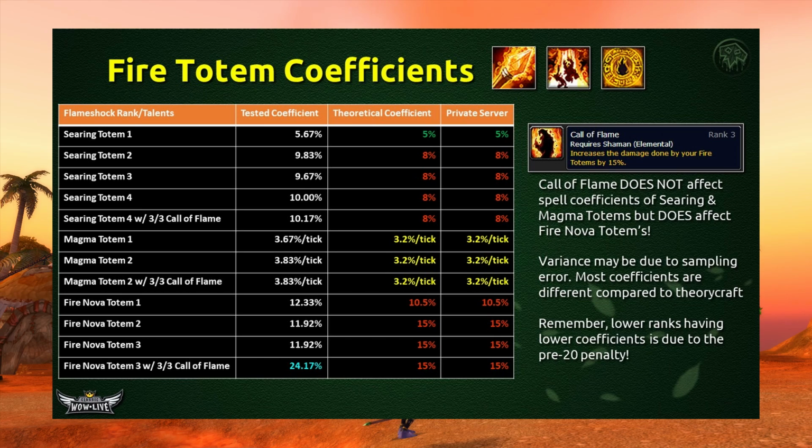Now, Fire Nova Totem is very interesting. We're supposed to get about 15% for anything above level 20. We're getting less than that on the beta, around 12%. However, Call of Flame seems to affect the spell coefficient for Fire Nova Totem, increasing it, but not affecting the other fire totems. This is very interesting. I'm not sure if this is a bug, but definitely something to check out when Classic WoW launches. See if you can corroborate this same thing.